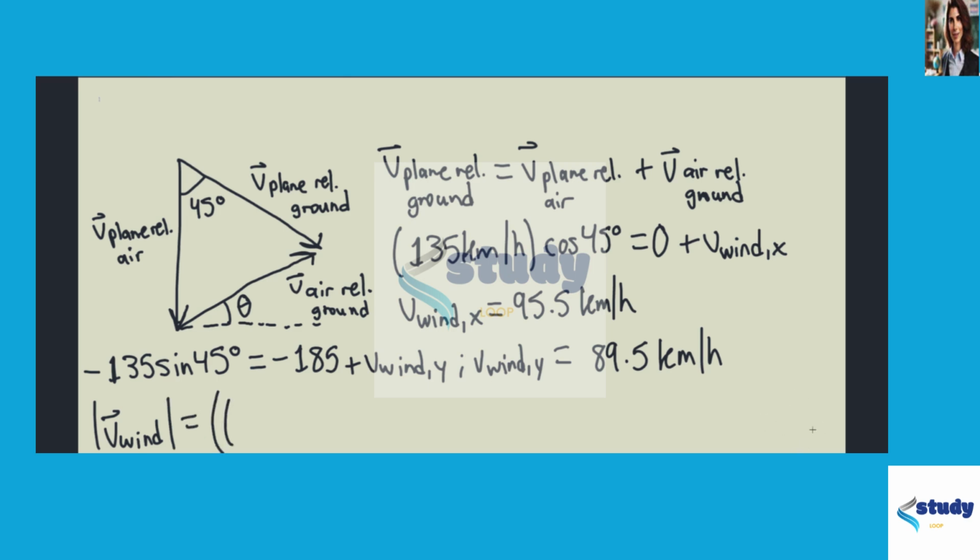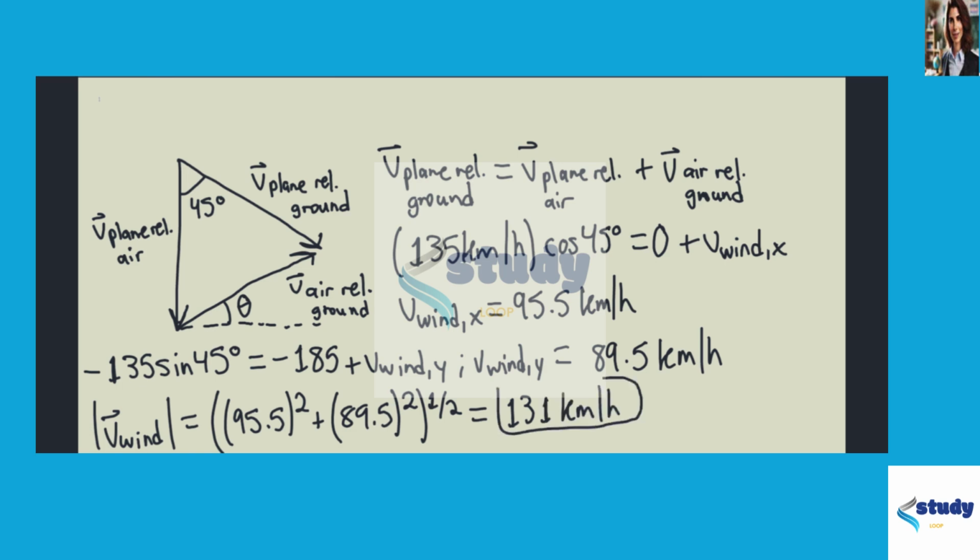This would be equal to 95.5 squared plus 89.5 squared, all to the 1/2 power. This is giving us 131 kilometers per hour. So this would be your magnitude.